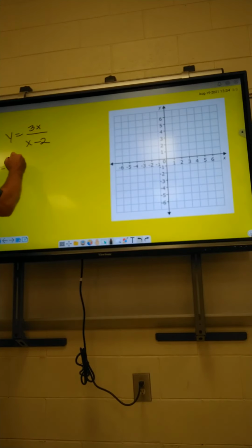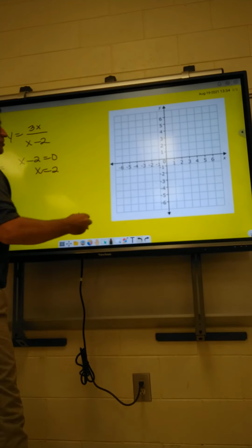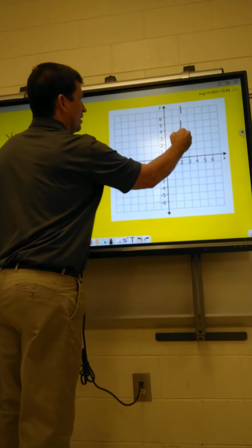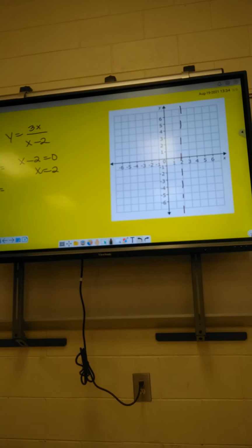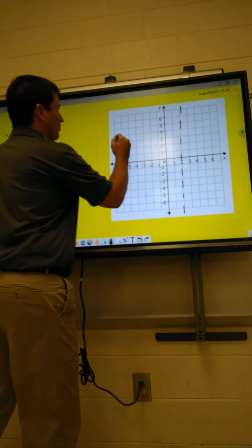All right, so I set the bottom equals 0 when I find my vertical. Move it over, that's x equals positive 2. Y'all need a vertical line at positive 2. All right, for the HA, if both sides have an x, then you just divide the numbers in front. 3 divided by 1 is 3. All right, but what do you do when you have an x and you don't have an x on the top, but you do have one on the bottom? Then it's automatically y equals 0. So in this case, you go to 3.